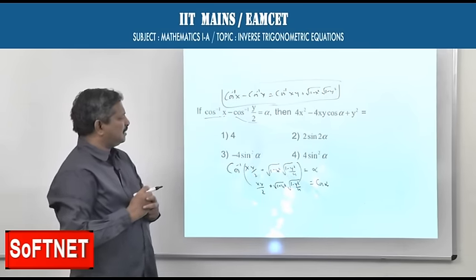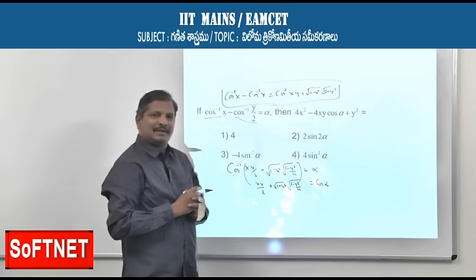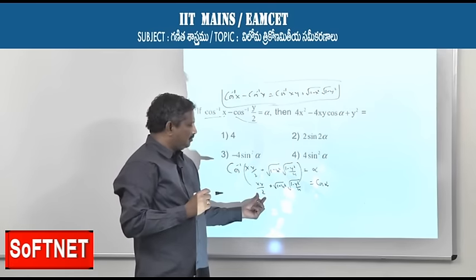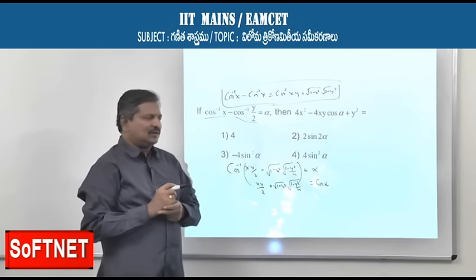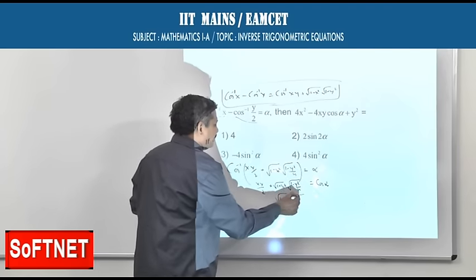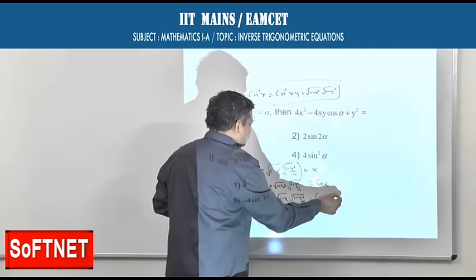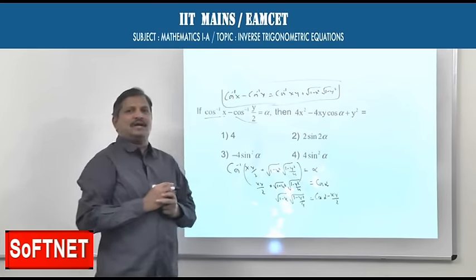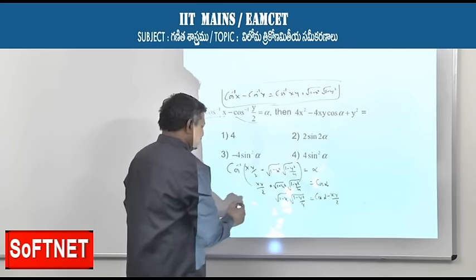Already we discussed that to eliminate a root, it should be on one independent side. If we square two terms, 2ab comes with a square and b square, and the root comes again. To avoid that, we keep the root term on one side and the remaining terms on the other side: cos alpha minus xy by 2. Now, squaring on either side.